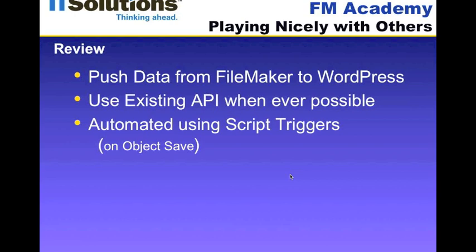In review, what we've done is we've taken data from inside FileMaker and we've pushed it up to WordPress. And to do that, we've used the existing API. The nice thing about using an API is we don't need to learn any of the details about the system. I'm using a tool that someone else has already error-trapped and figured out how to use. I'm less likely, as the developer, to break something in the website.